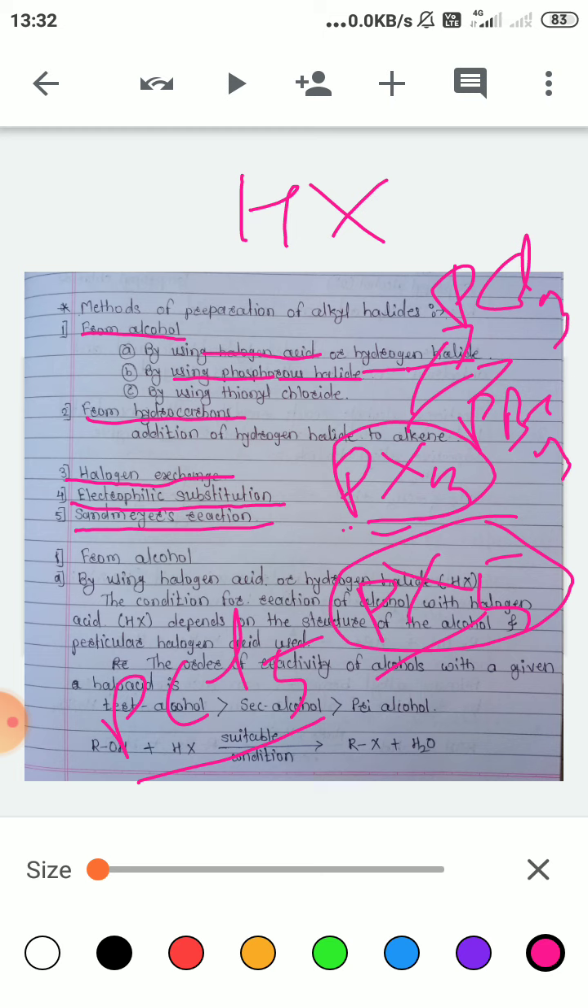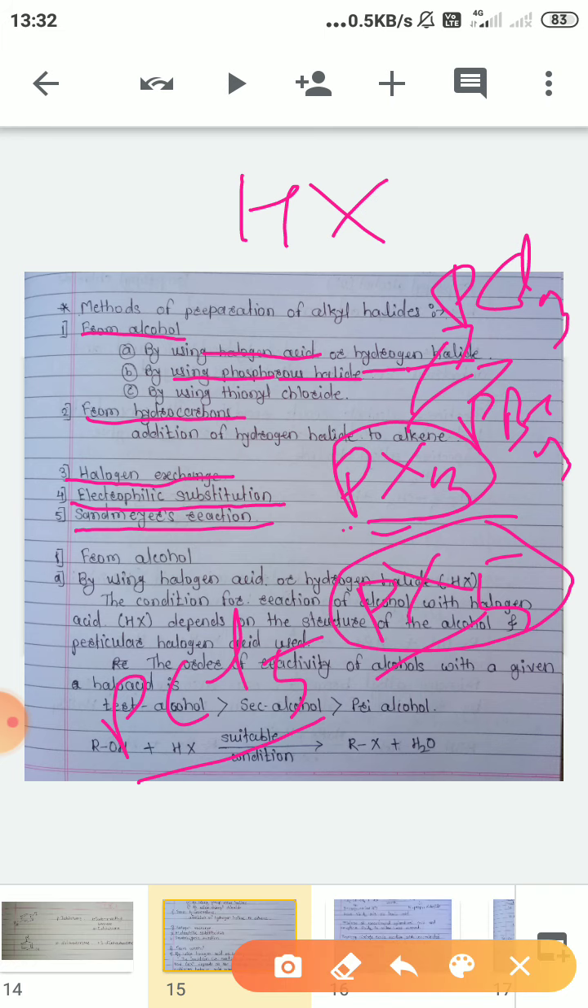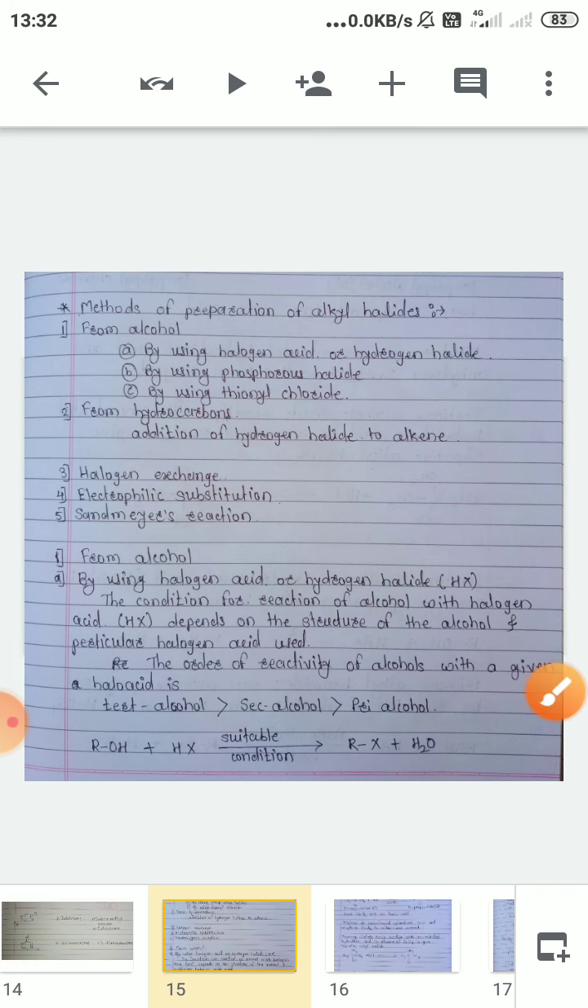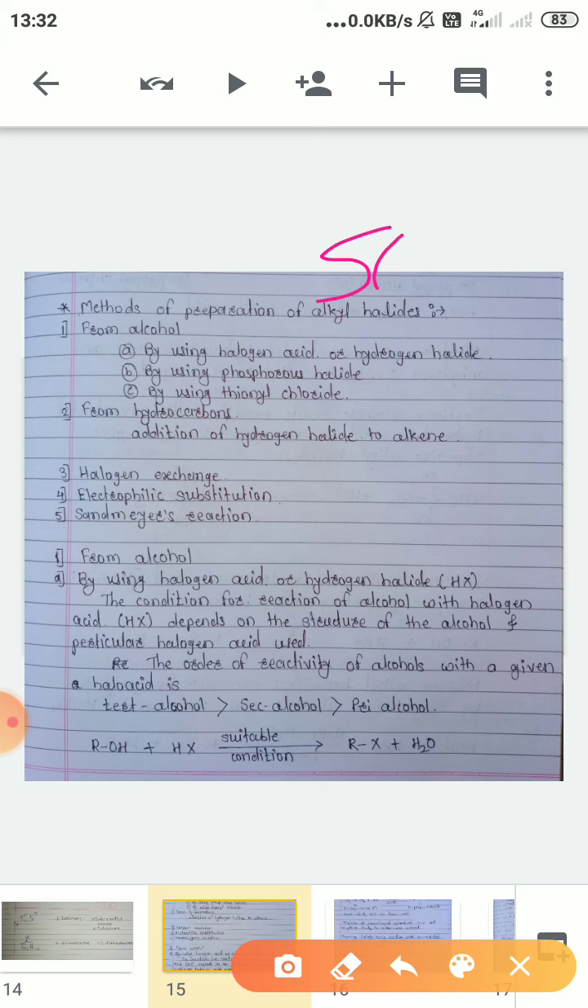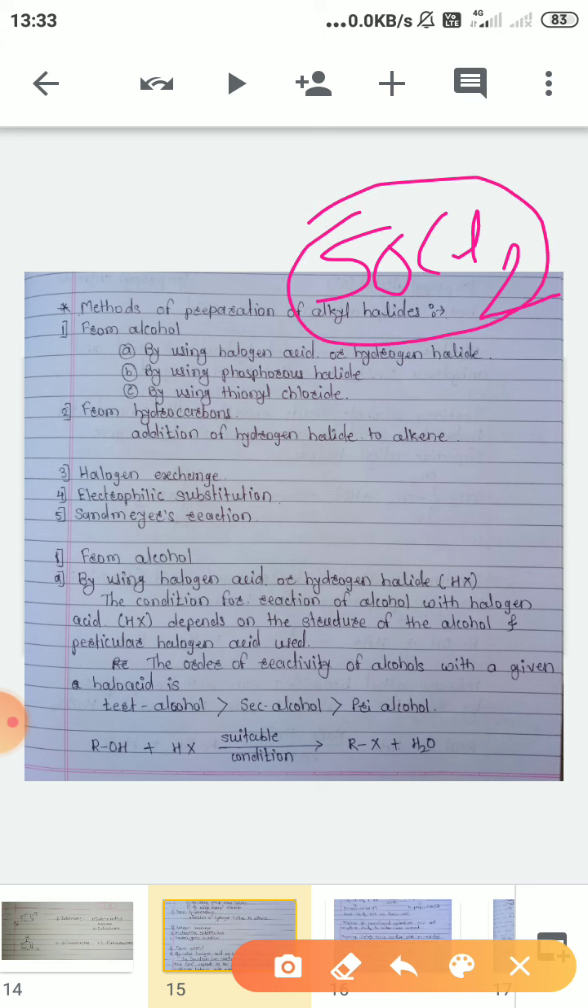Then next one is by using thionyl chloride. Thionyl chloride means SOCl2. The name of this compound is thionyl chloride. So from alcohols, by using these three different halogen compounds, we can prepare alkyl halides.